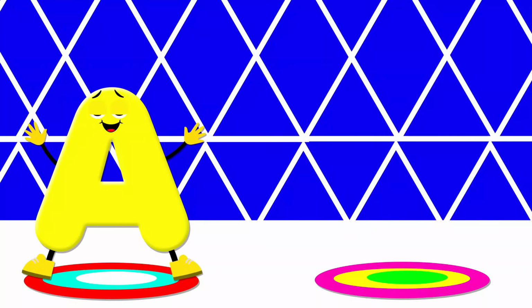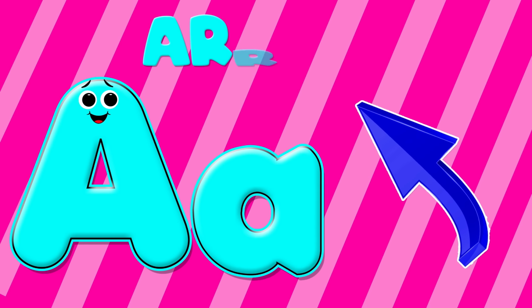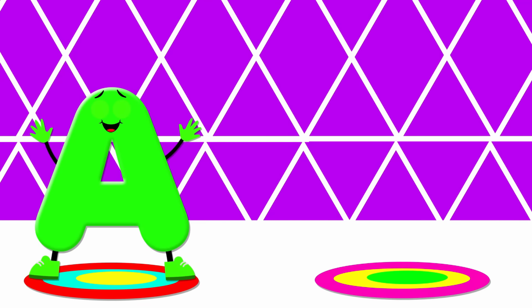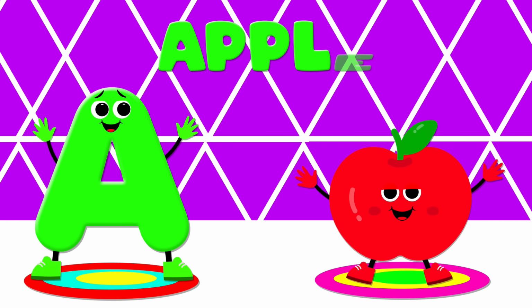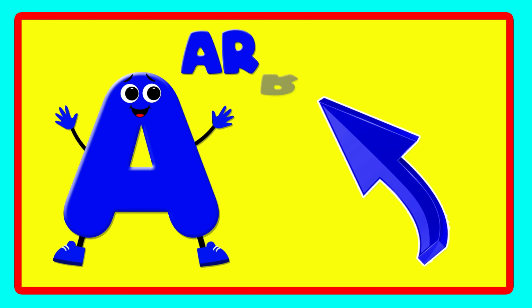A is for apple, a, a, apple. A is for arrow, a, a, arrow. A is for a, a, a, a, apple. A is for a, a, a, a, arrow.